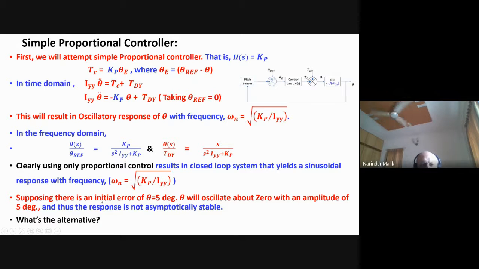Supposing there is an initial error of, say, 5 degrees, then theta will oscillate about 0 with an amplitude of 5 degrees, and thus the response is not asymptotically stable. That means it will be oscillating, it will never go to zero. So that is the problem with proportional control. What is the alternative?